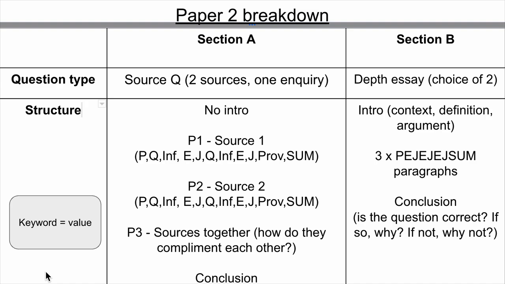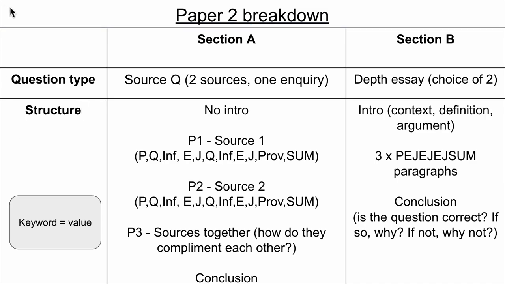Paragraph 1 and paragraph 2 follow the same structure. They are looking at each source separately. Again, I've done a video on this technique that you can look at and get much more of a detailed run through of this. But they follow this structure where it's point, quote, inference, evidence, judgment, inference, evidence, judgment. Then we discuss the provenance, and then we do an overall summary.